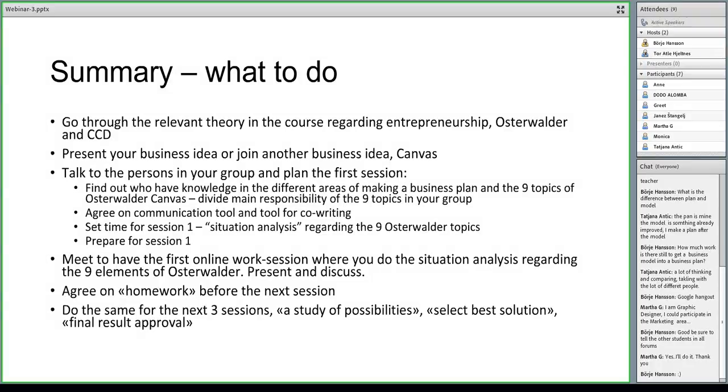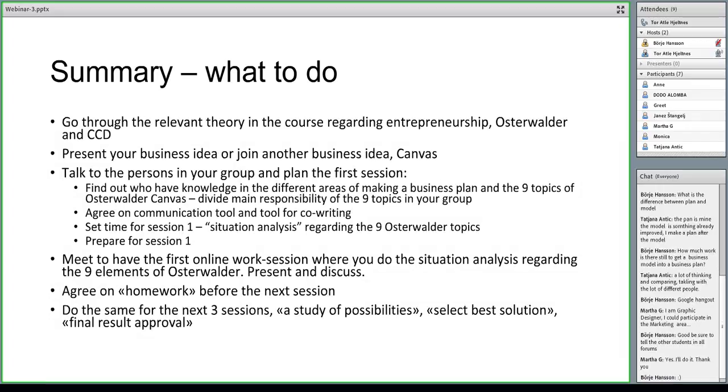The interesting thing, after I listened to us, is what to do now. This is also described in the course, but I thought that it might be fruitful if I made a short summary here of what to do next. You should go through the relevant theory in the course regarding the entrepreneurship subjects, Osterwalder, and concurrent design. The next thing that you hopefully already have done is to present your business idea or join another business idea and form groups in Canvas.